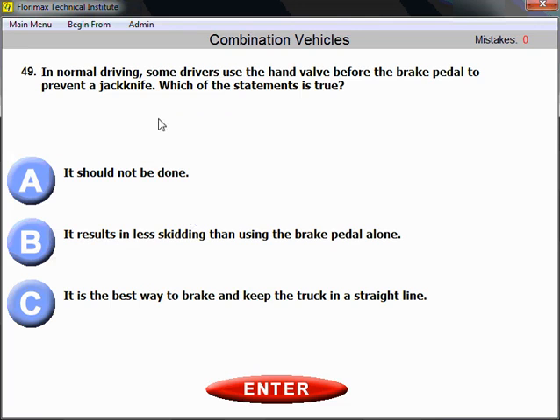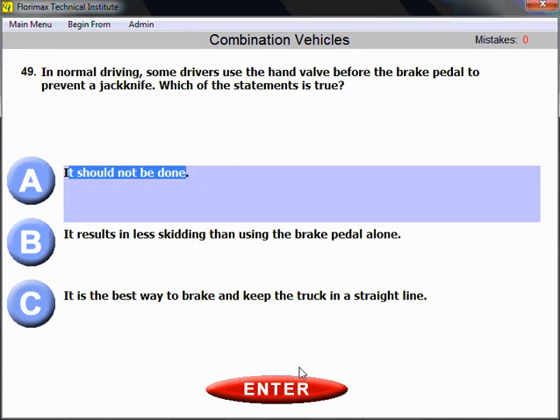Question number 49. In normal driving, some drivers use the hand valve before the brake pedal to prevent a jackknife. Which of the statements is true? The true statement is A: it should not be done. Never use the hand valve except when you check, when you test the brakes. Should not be done. Not during the driving. Okay, very good.